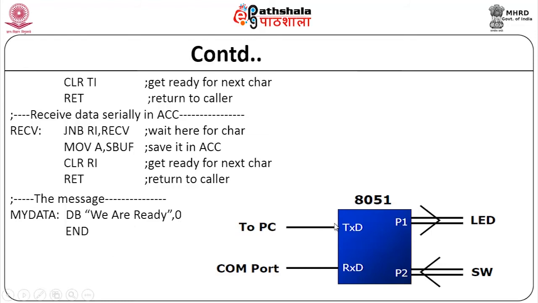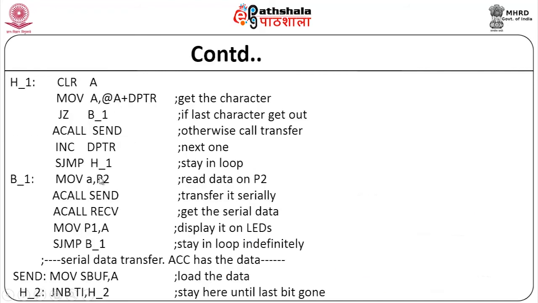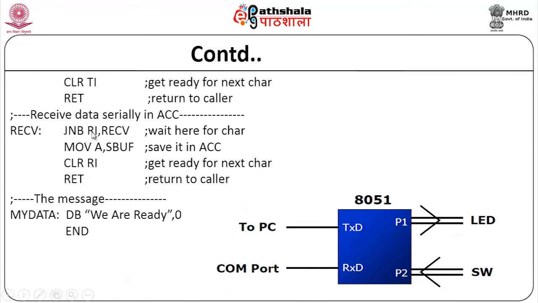So this is the way the 8051 controller is programmed to read, to receive, to send the data from here to this COM port, as well as read the data from this particular port switches and send it to LED. So whatever transmission or reception is done through your serial communication can be handled through these send and receive subroutines. So any kind of transmission can be achieved this way.